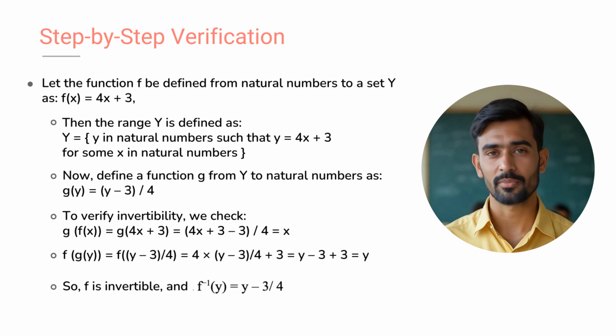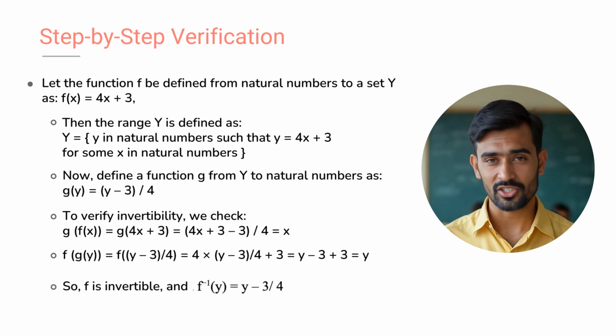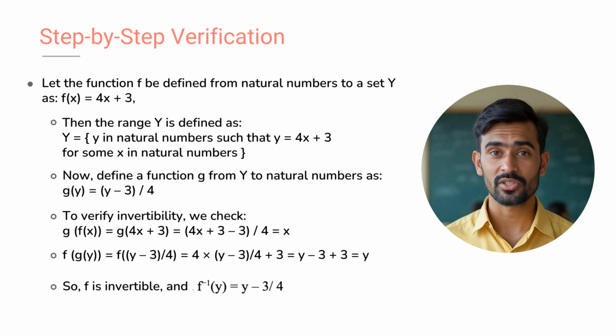Let the function f be defined from the natural numbers to a set Y as f of x equals 4x plus 3. Then the range Y is defined as y in natural numbers such that y equals 4x plus 3 for some x in natural numbers. Now, let's define another function g from Y to natural numbers as g of y equals (y minus 3) divided by 4. To check if f is invertible, we verify two conditions.